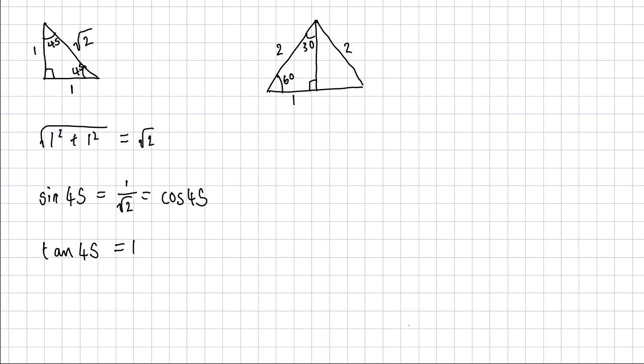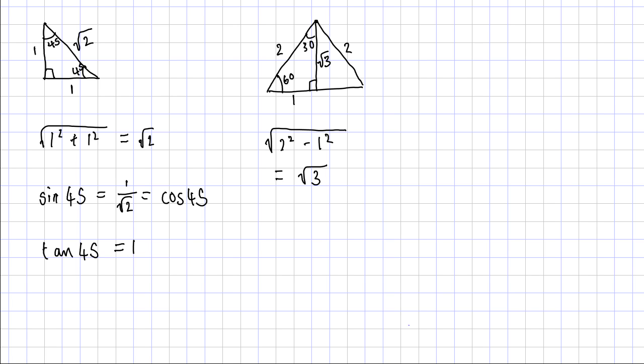Now again I've got one length missing. Now I can find this length using Pythagoras theorem. This is the hypotenuse, so it'll be 2 squared take away 1 squared and square root of that. 2 squared is 4, take away 1 squared is 1, so 4 take away 1 is 3, so I have square root of 3. So this length here is square root of 3.